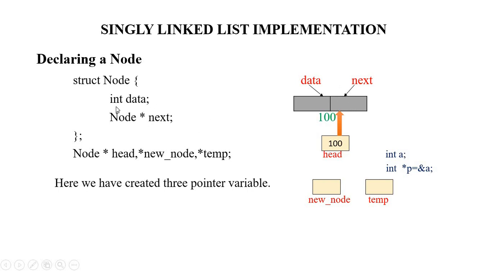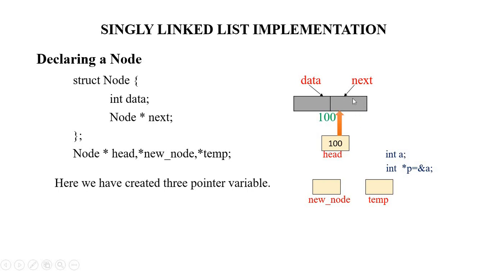So why did I give the data type to be node? Look at this blue line: int a, int star p is equal to ampersand a. Star p is a pointer variable which holds the address of a. I gave the data type here to be int since p is going to hold the address of a, and this a is an integer variable. Suppose a's data type is float, then we have to mention the data type as float. Now look at this picture.